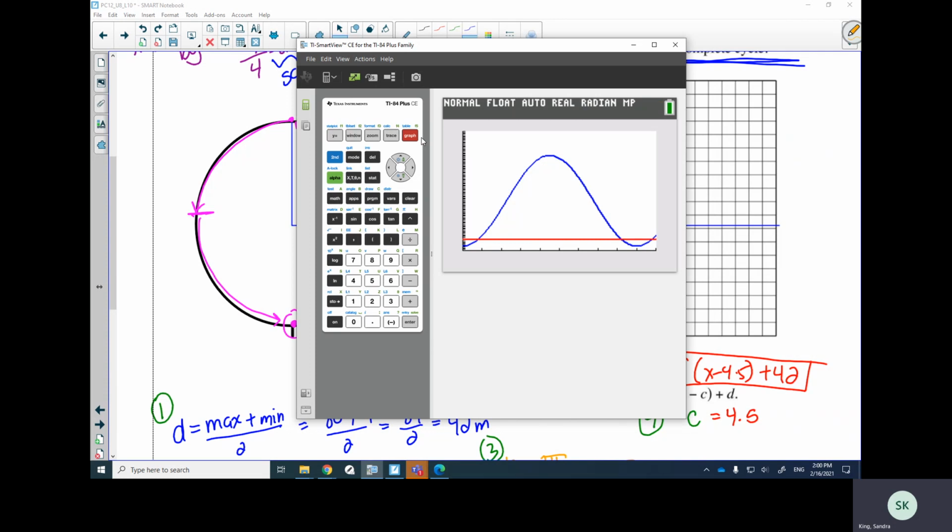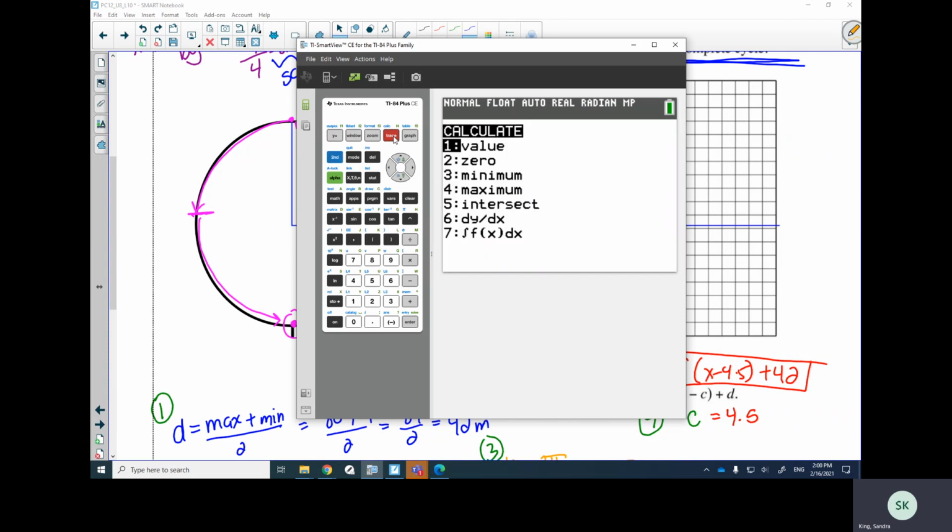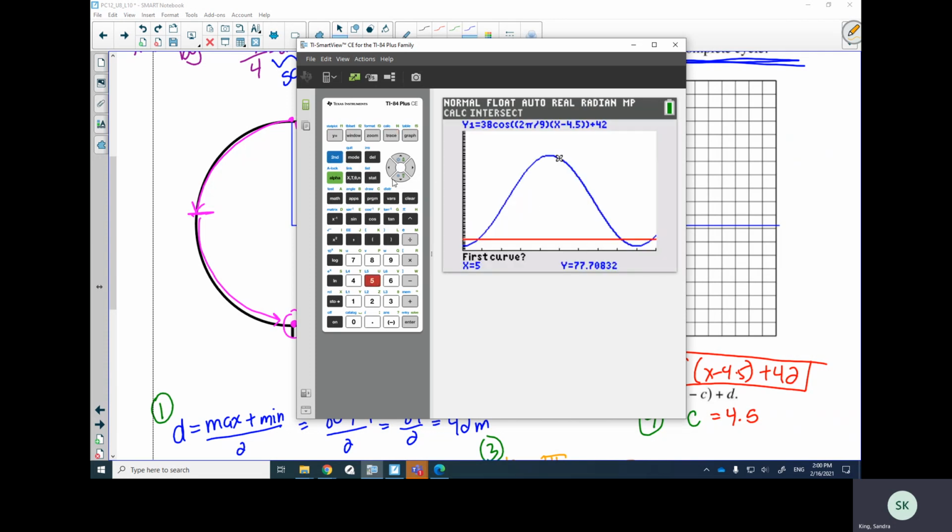There's your Ferris wheel. This is the Ferris wheel when it first reaches 10 meters off the ground. You go up to your top, you come down. This is the second time 10 meters off the ground. The question is asking after the wheel starts rotating. So this is where it starts rotating and what's that intercept? So second function calculate, number 5. And we're going to hit enter 3 times.